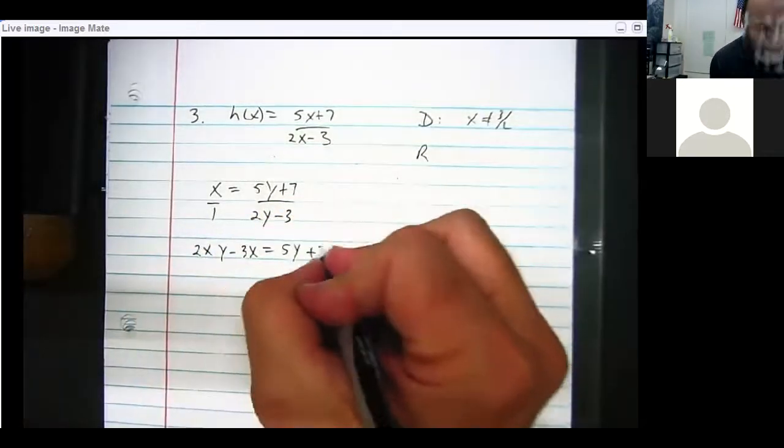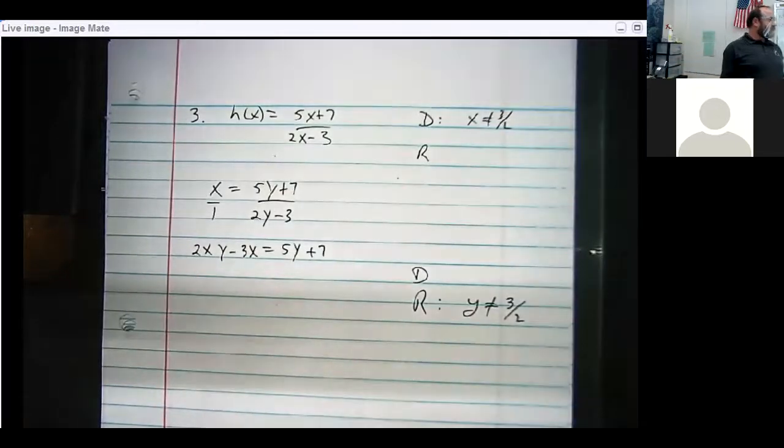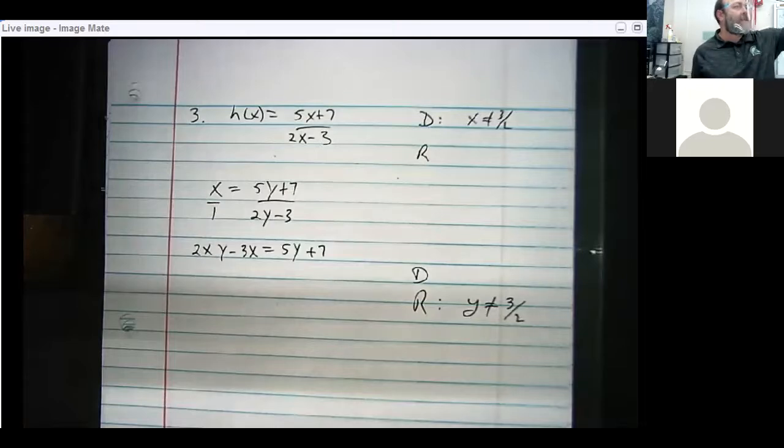Okay, so in that step, what did I achieve? Number 1, that's better. I got no fractions anymore, right? Watch the next step. The first thing I did after I swapped x and y is I cross multiplied for the purpose of getting rid of the fraction. Cool?